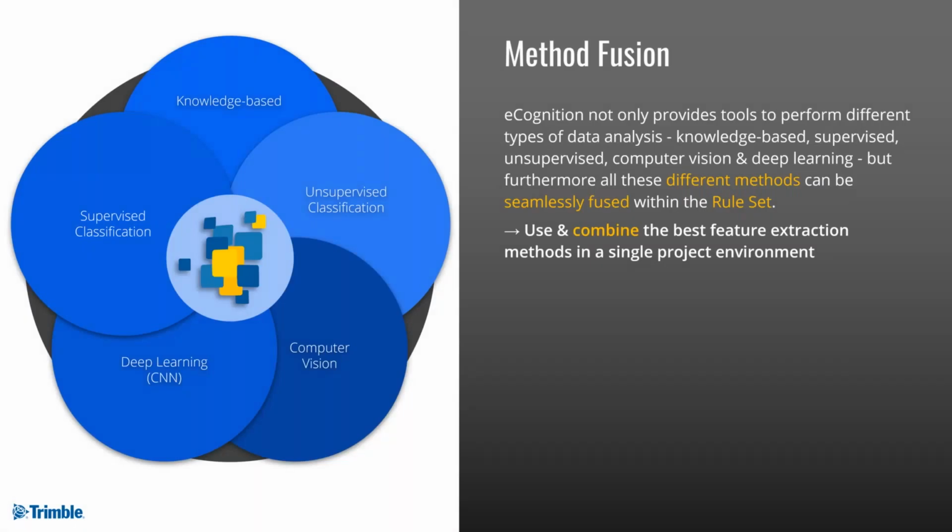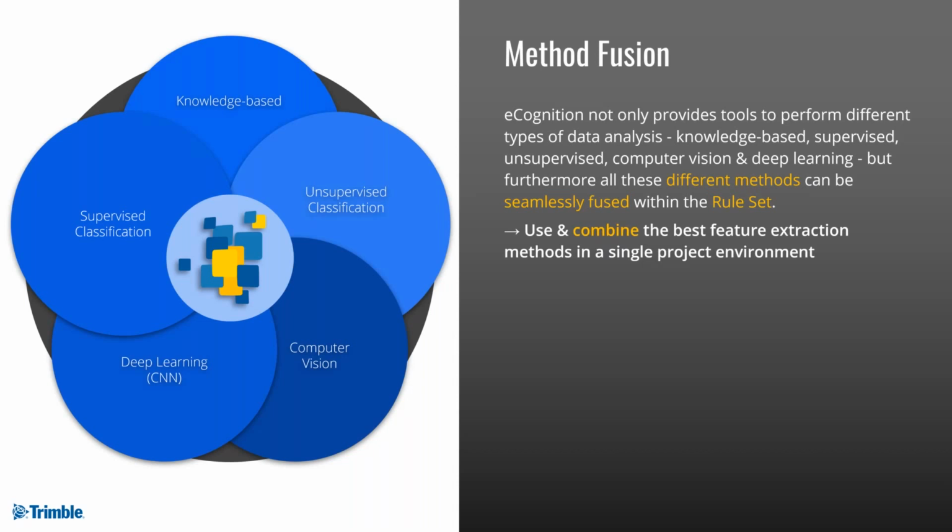Another great function within eCognition is what we call method fusion. And by this, I mean the ability to tap into different types of remote sensing or feature extraction methods. So we have the traditional knowledge base, where I as a user am transcribing my expert knowledge of what a feature looks like, and telling the computer, this is what you look like, you use this feature, this description. We also have unsupervised classification, supervised classification, and we have computer vision through template matching. And last but certainly not least, we also include access to deep learning through convolutional neural networks.